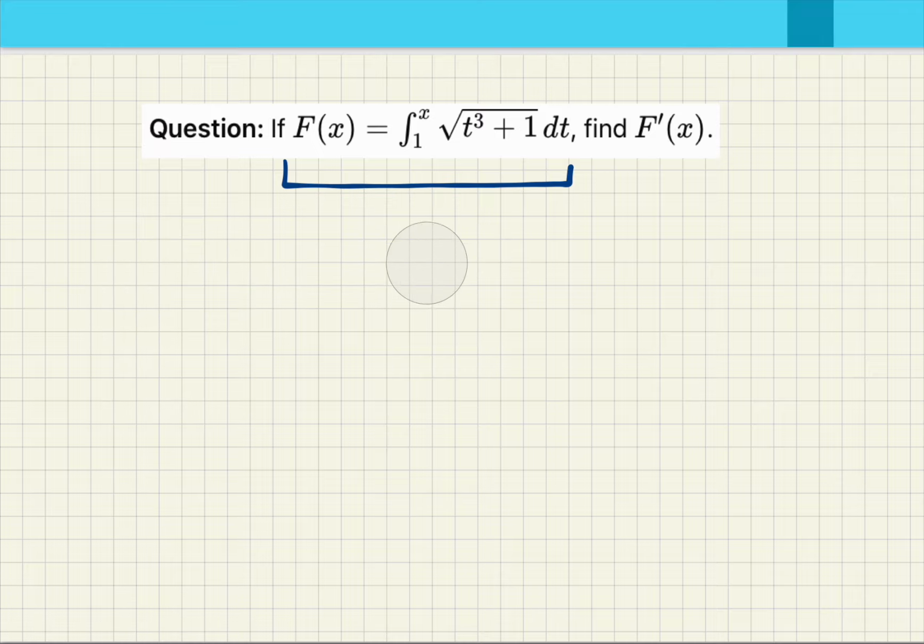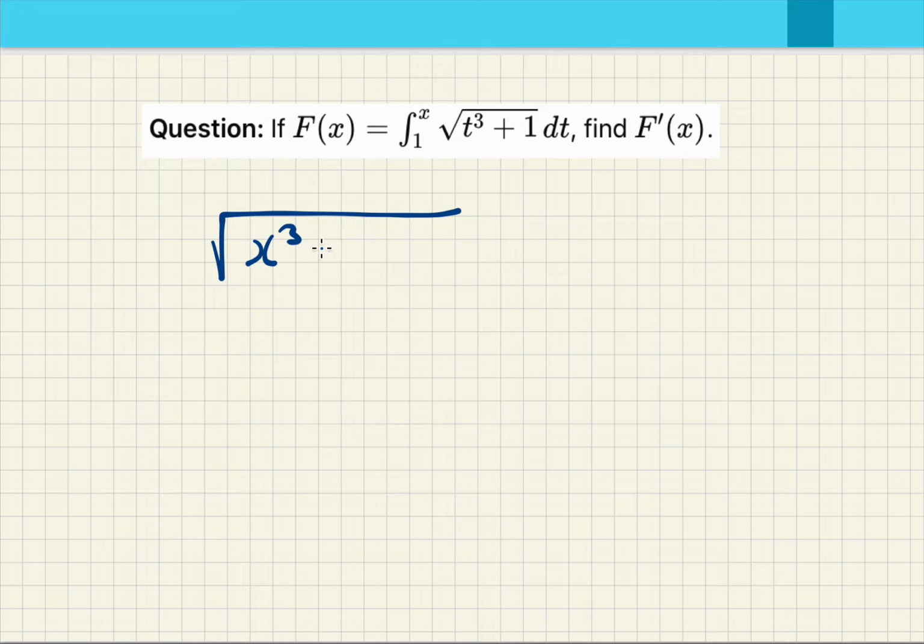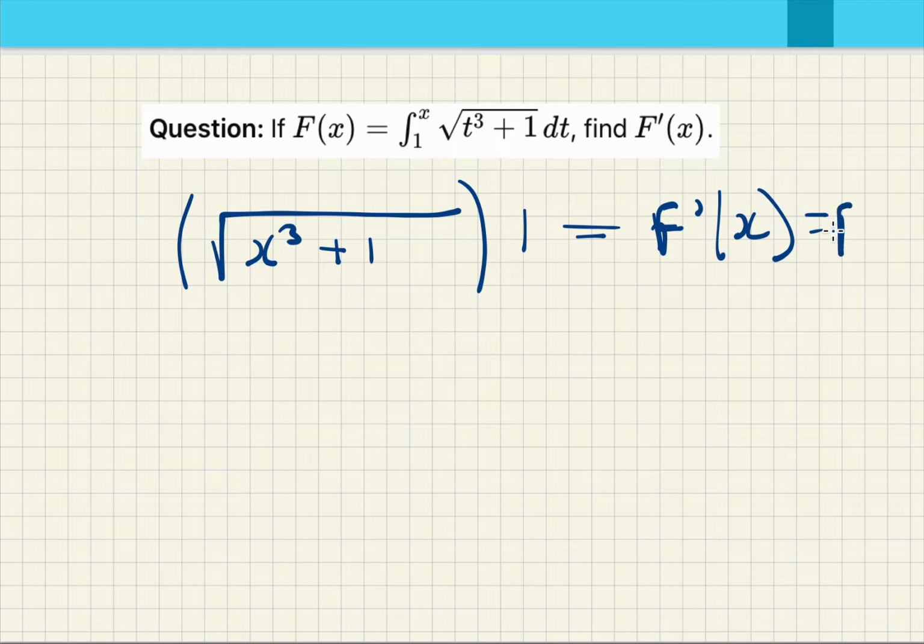And so how do we solve this now that we know what the theorem is? To solve this, all we need to do is replace the variable inside the integral with the upper bound. So in this case, we can replace t with x. So x cubed plus 1. And we multiply this by the derivative of the upper bound. So in this case, the derivative of x is just 1. And so this is uppercase f prime of x, which is also equal to the original function lowercase f of x.